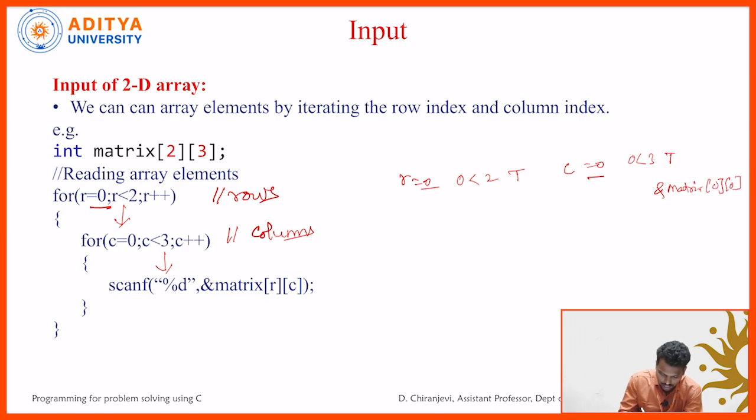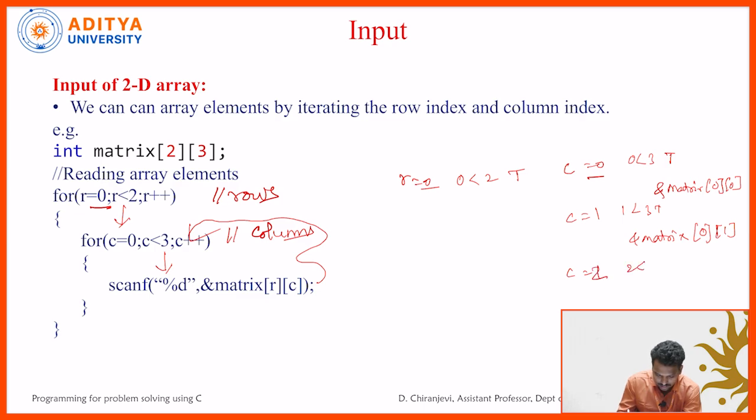Okay. Now after updating this, control will update it to C++. C++, now C value will be 1. Okay. Now this time what will happen? Now again 1 less than 3. This is true. Now this time you will read matrix of still R value 0, but column value is 1. So that is the 0th index row and first column value you are reading.